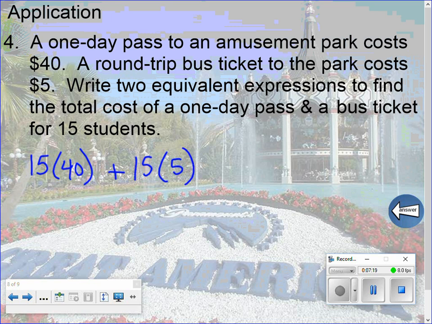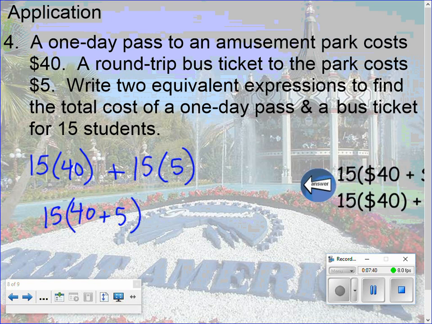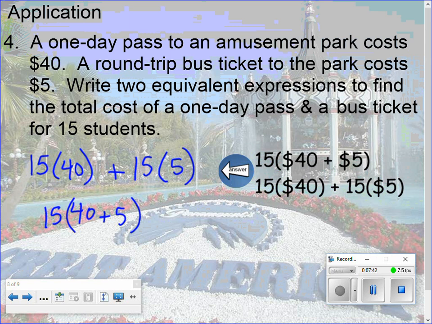And then you could add them. Or we know that that cost is going to be the same for both. So we could say one student would cost $40 plus $5. And since we have 15, we could multiply that by 15. So these are two equivalent expressions. When you multiply them, or when you add them, what you'll end up with is the same answer.